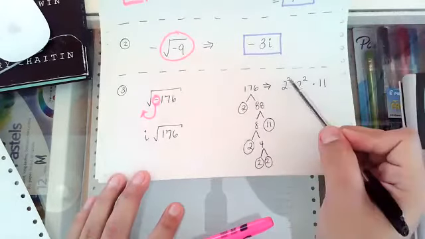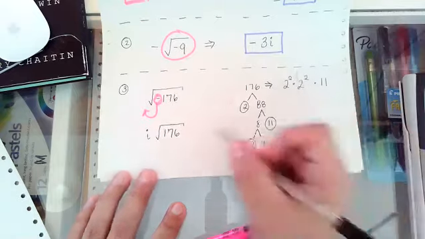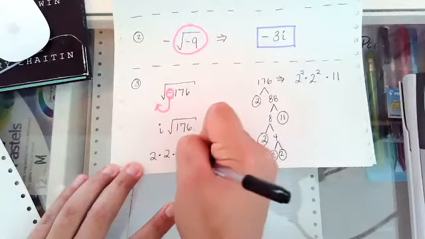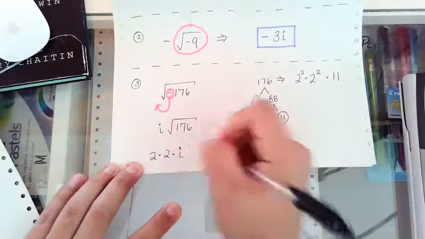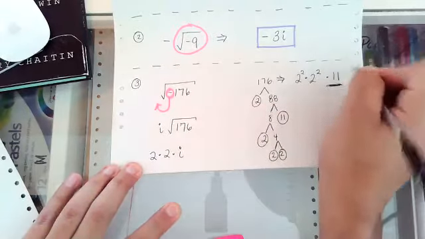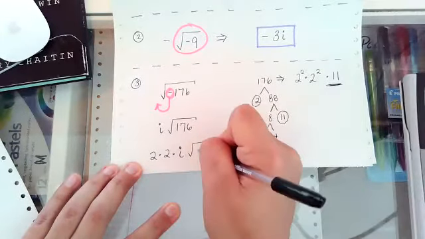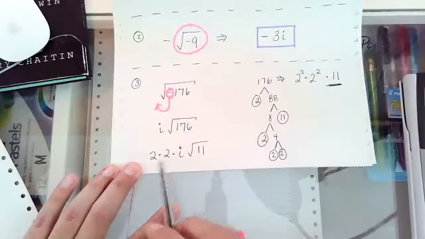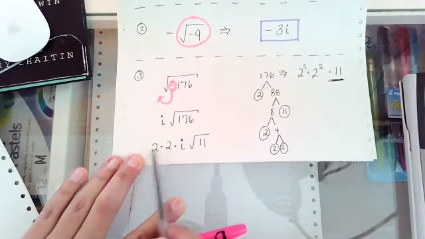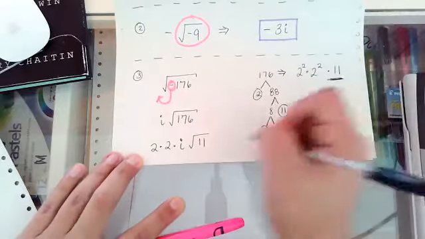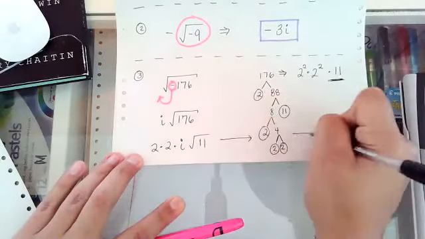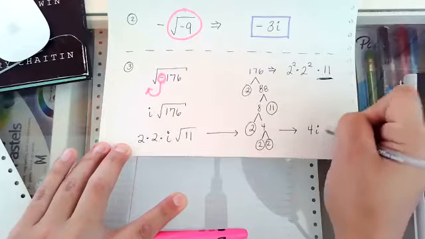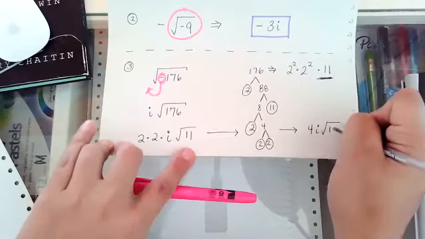And I also know that this square and this square are going to get canceled out. So I could write this as 2 times 2 times I. And then this guy is not going to get canceled out since it doesn't have an exponent of 2. So that stays in the root, like so. Well, since I'm multiplying 2 times 2 here, might as well just keep it as 4. So let me just write this as 4I root 11.